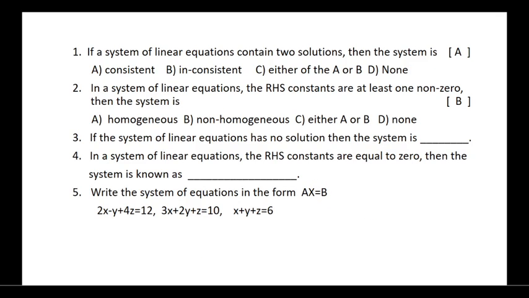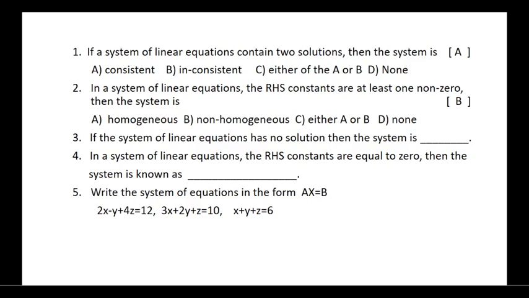Now, in this introduction part, we can check our knowledge. Suppose the given system of linear equations contains two solutions, then the system is definitely consistent. Consistent means at least one solution. For the second question, if in the system of linear equations at least one right hand side constant is non-zero, then such a system is non-homogeneous. If all are zero, it is homogeneous. One is non-zero, so non-homogeneous.